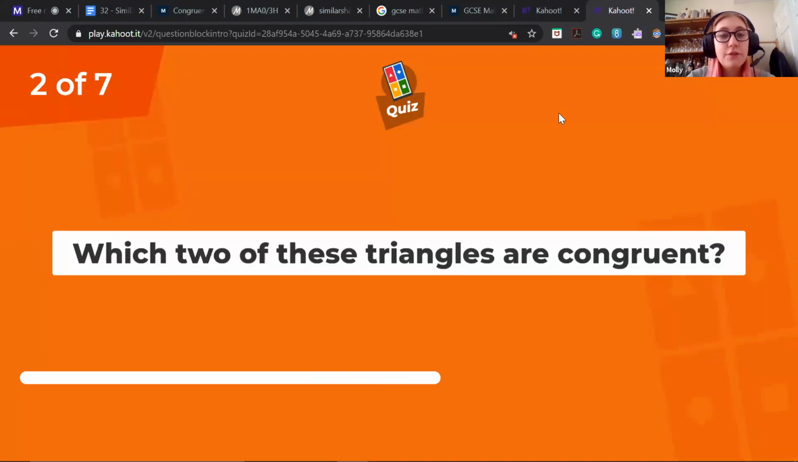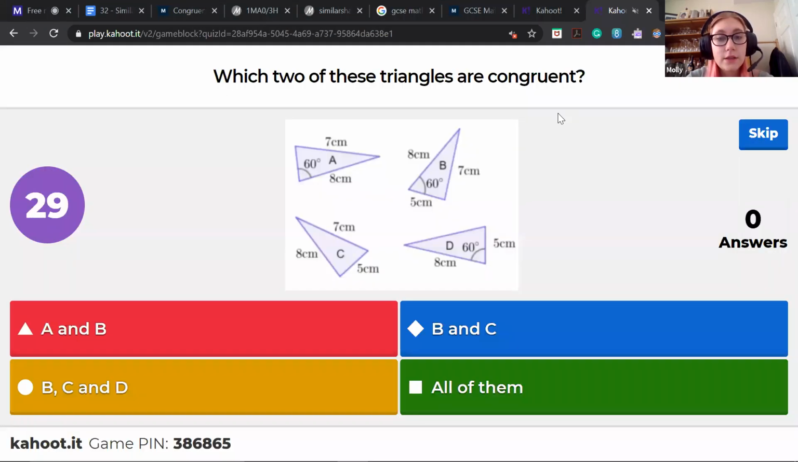So this time, which two of these triangles are congruent? Is this the one where I lied? Oh my God, it is. So it might not necessarily be two. It should just read which of these triangles are congruent. That is completely my fault. I'm very sorry. So again, if you get it, pop in the chat which one you think it is.